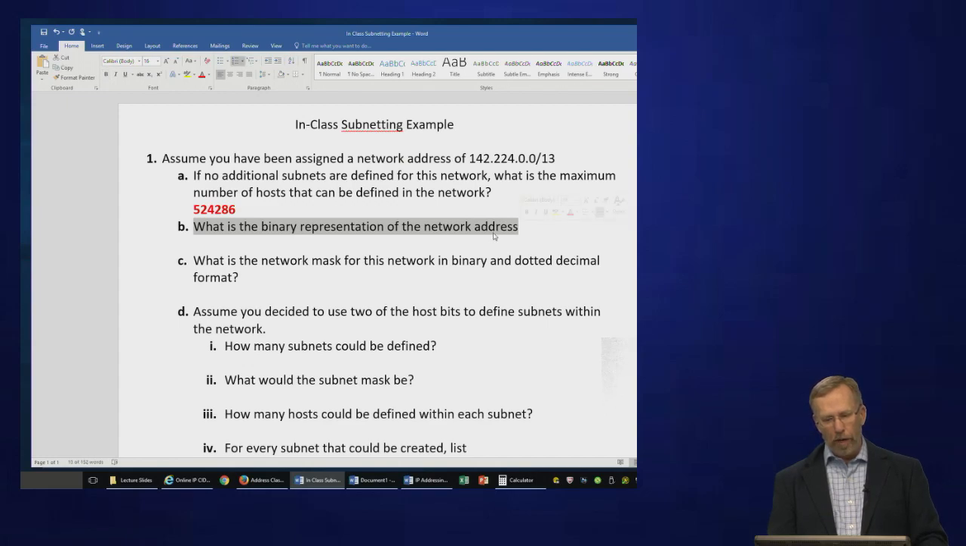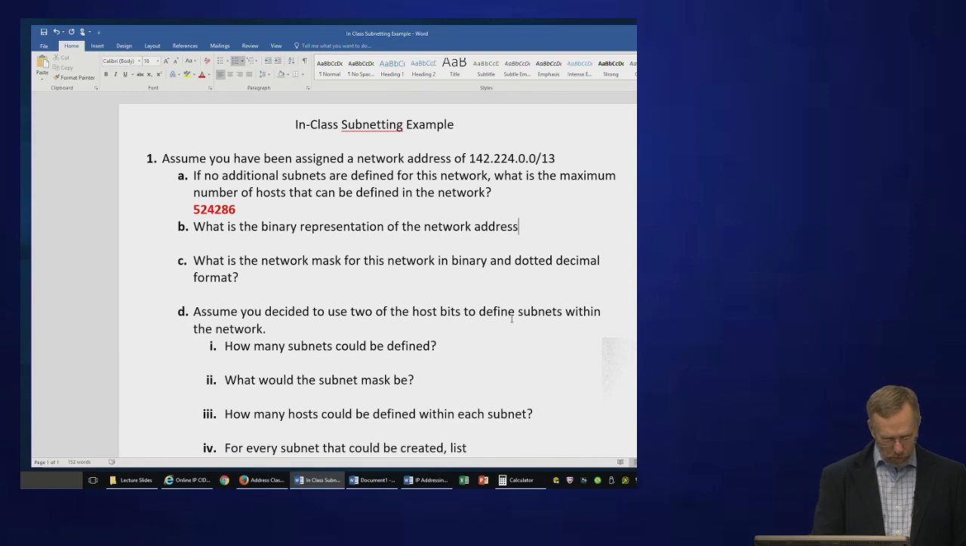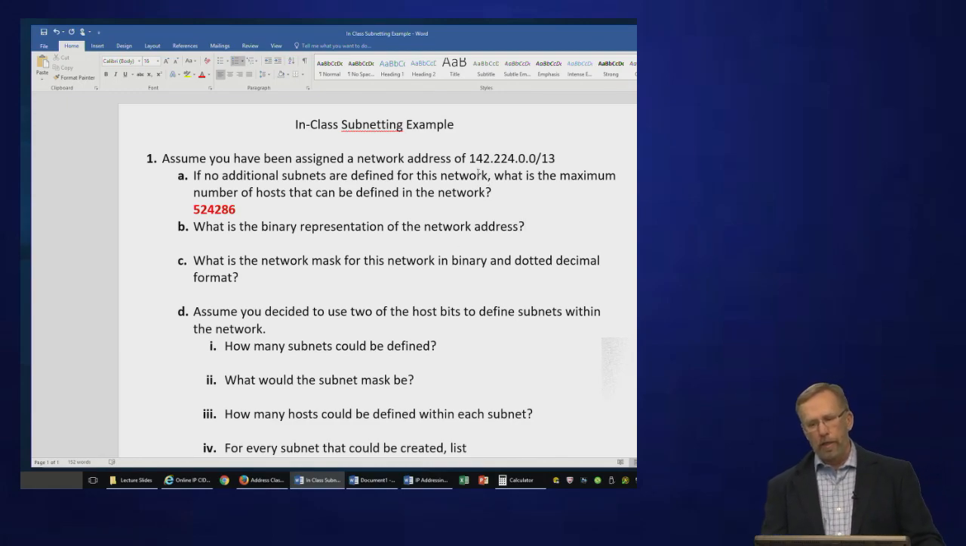So what's the binary representation of the network address? So the network address is this portion right here. Of course, this is the network. And so we don't have to worry about this number of hosts right now. And so what we want to do is break these numbers down into binary.